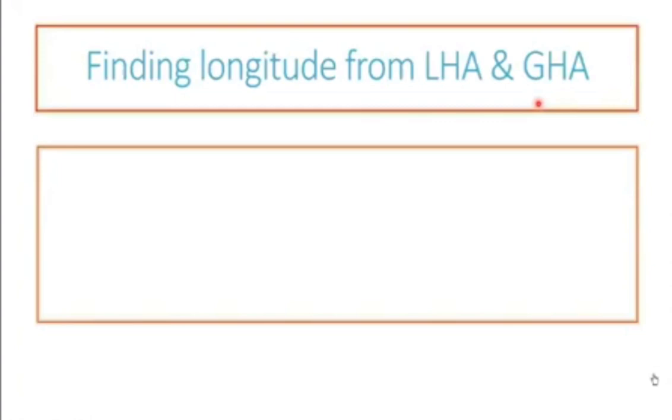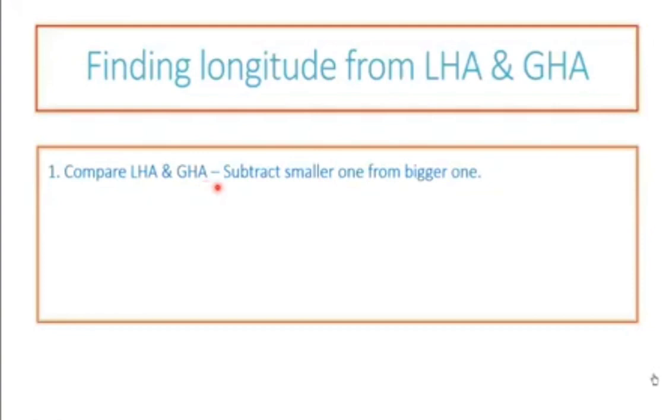So let's see a very simple and easy procedure stepwise. Compare the LHA and GHA. Look at the values of LHA and GHA. You will find one of them will be smaller than the other. One will be greater, one will be smaller. Irrespective of which one is greater or smaller, you subtract the smaller one from the bigger one, or in other words, you find their difference. You have the GHA and the LHA, find the difference between them.